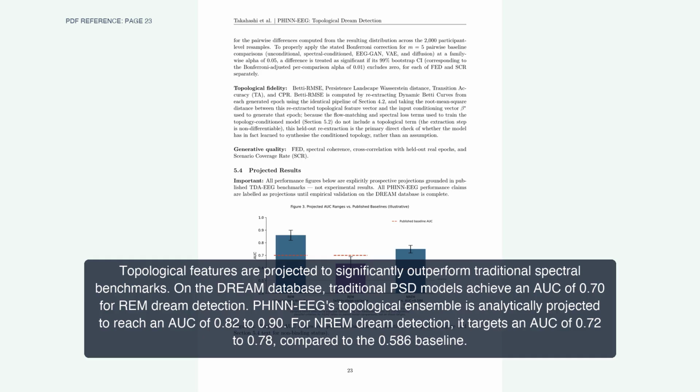Topological features are projected to significantly outperform traditional spectral benchmarks. On the DREAM database, traditional PSD models achieve an AUC of 0.70 for REM dream detection. PHINN-EEG's topological ensemble is analytically projected to reach an AUC of 0.82 to 0.90. For NREM dream detection, it targets an AUC of 0.72 to 0.78, compared to the 0.586 baseline.